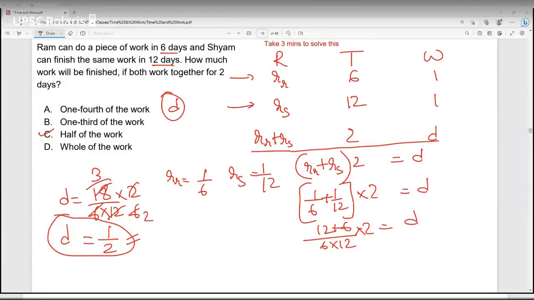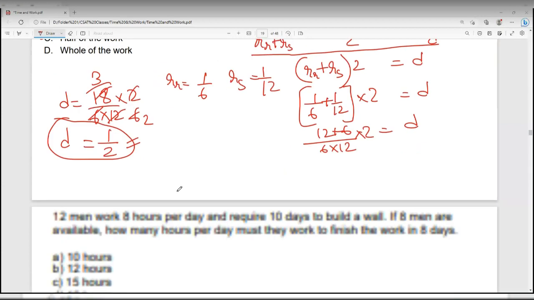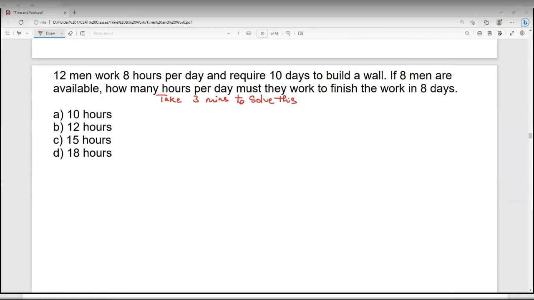And I hope you have understood the concept and applying the concept. The only thing that you have to do is to just practice as many questions as possible. And once that is done, you will be very confident enough. Take 3 minutes to solve this question. I'll start the timer. Please take 3 minutes.